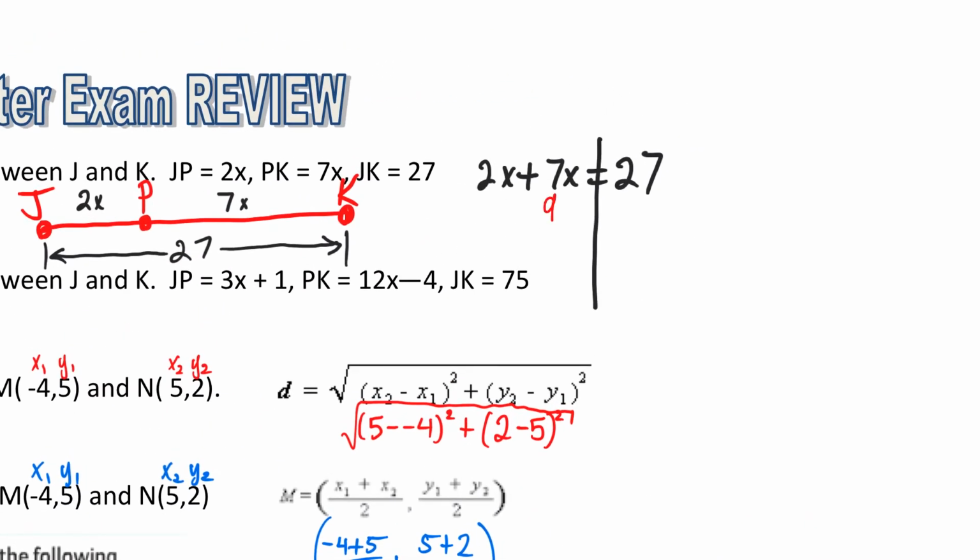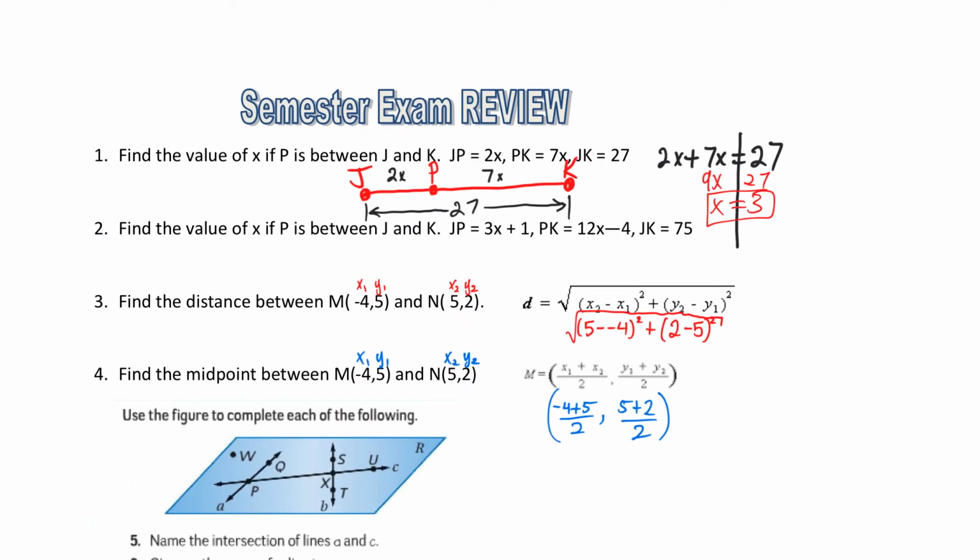So on this first one, to finish this up. So 2x plus 7x gives you 9x equals 27. Divide by 9, x equals 3. Okay, on the next one, like I said, it's the same thing. It's just different numbers. So it's 3x plus 1 plus 12x minus 4 equals 75. And then when you combine everything, you get 15x minus 3 equals 75. Then you add 3, so 15x equals 78. Divide by 15, and I think it gives you like 5.2.